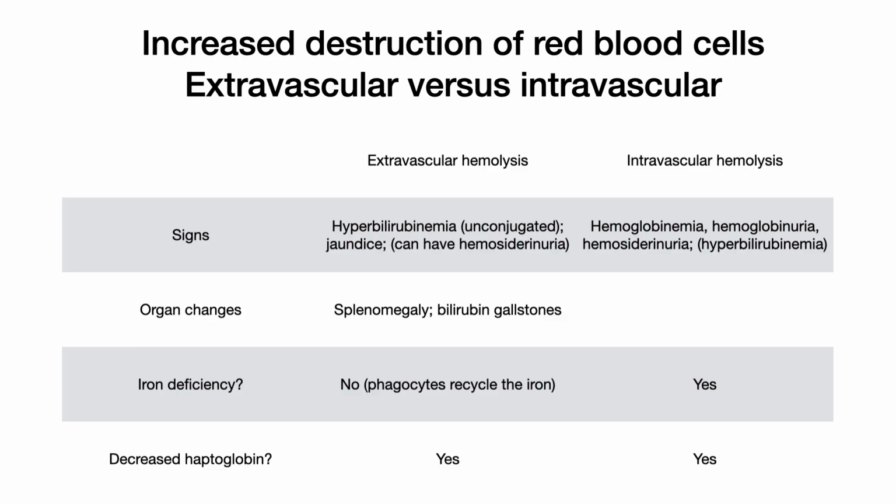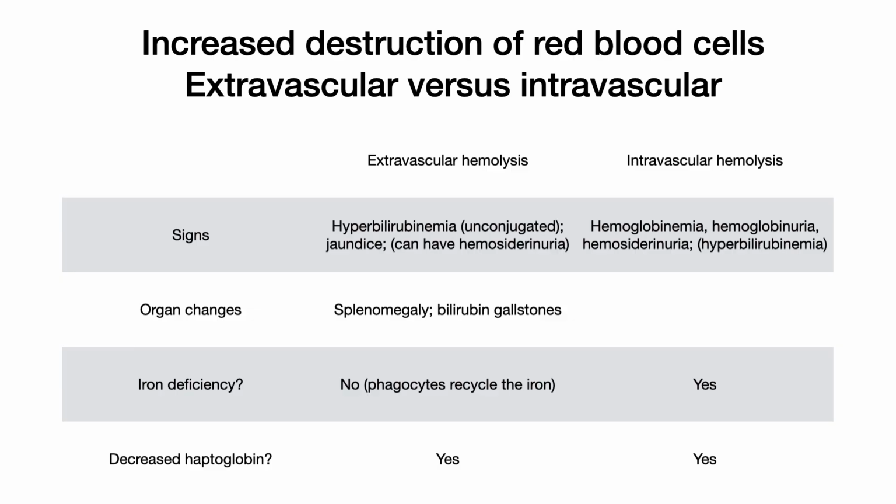With intravascular, you're breaking down the red blood cells in the vessel, and so the hemoglobin will be in the blood, hemoglobinemia. It'll go into the urine, hemoglobinuria, and then the iron will get into the epithelial cells, be released in the urine, and you get urine hemosiderin, hemosideruria. Now, I did see that actually you can see some degree of hemosideruria in extravascular hemolysis, although it's not the most characteristic, it seems like, and you can see hyperbilirubinemia in intravascular hemolysis.